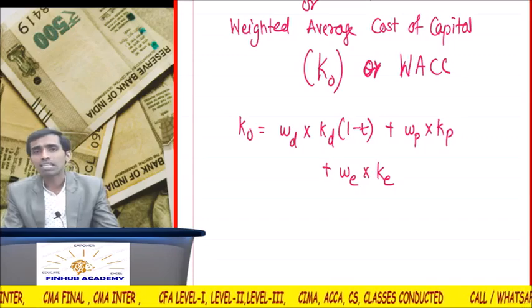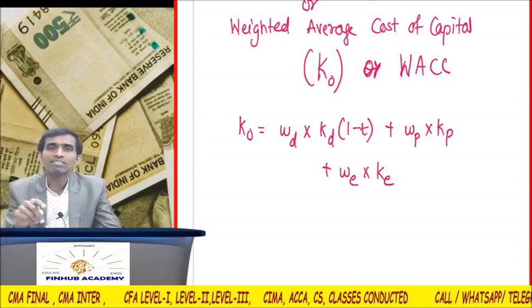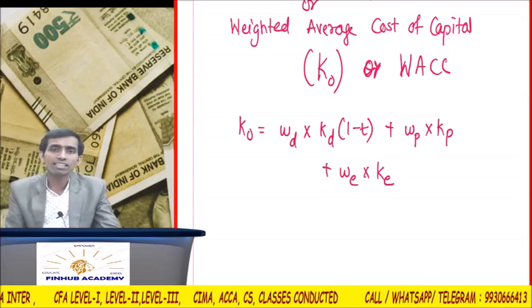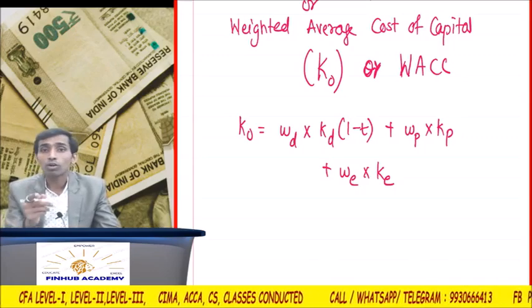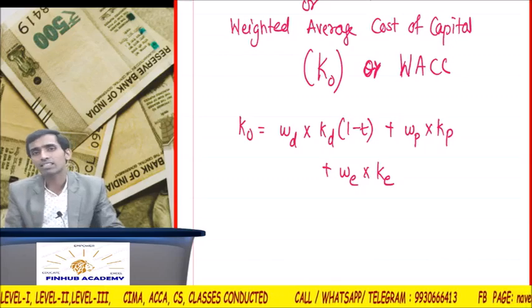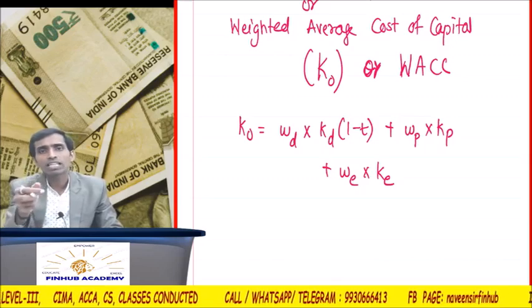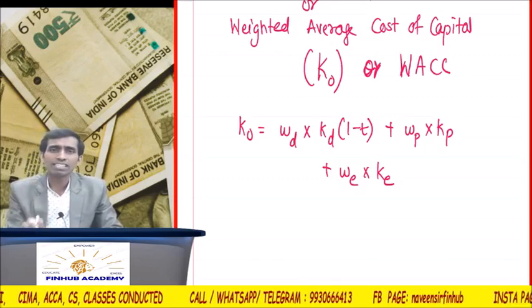It is not again multiplied. Please understand, whatever is given in the question, either it will be before tax or after tax. Is that clear? Understood? If you have already considered 1 minus t, then it is after tax. Remember, if interest is already multiplied by 1 minus t, then it is after tax.